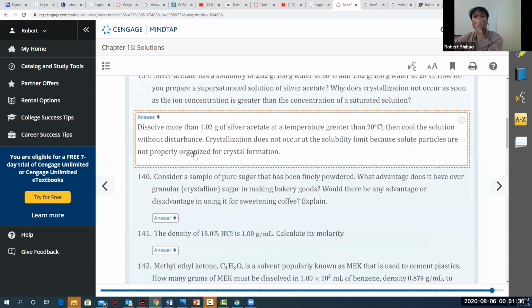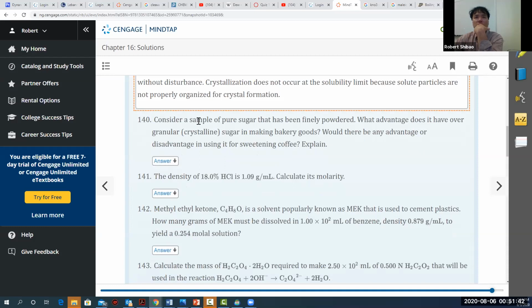And then cool it without disturbance, you know. You're trying to prevent nucleation, basically. 140, consider a sample of pure sugar that has been finely powdered. What advantage does it have over granular?